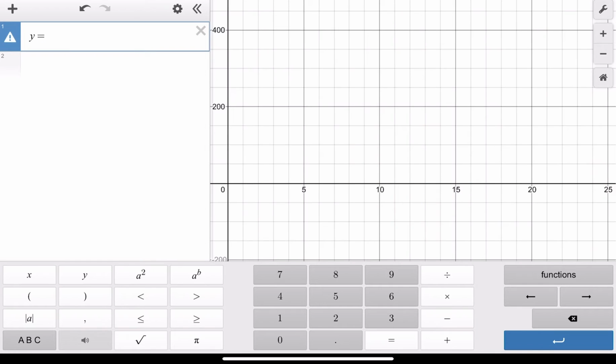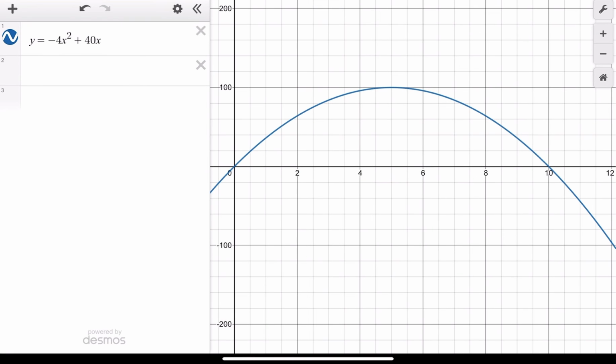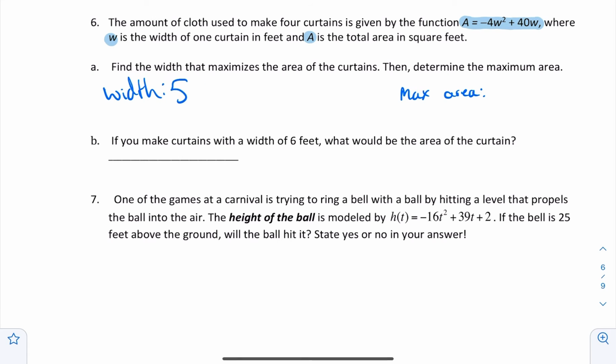So if I take a look at Desmos, I've got negative 4 times my input squared plus 40 times my input. Here's my graph. And it looks like if I have a width of 5, I get a maximum area of 100 feet, because my input, or my x value, is 5. My output is my area, which is 100. So with a width of 5 feet, I get a maximum area of 100 square feet of curtain.